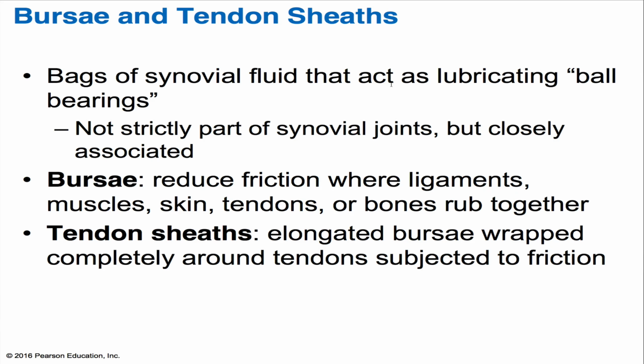A tendon sheath is essentially just an elongated bursa that wraps completely around a tendon that's subjected to friction. So it kind of looks like a bun around a hot dog. They're common where several tendons are crowded together within narrow canals. The wrist region is a great example.